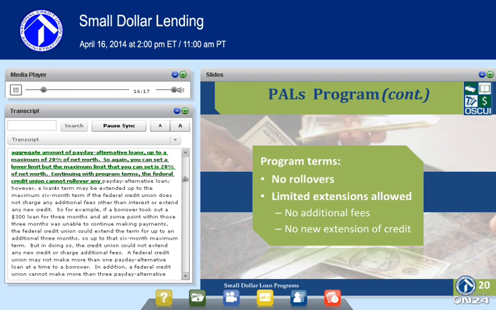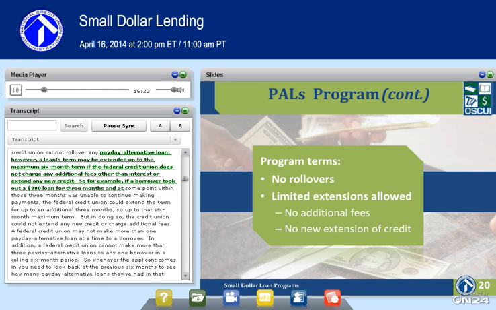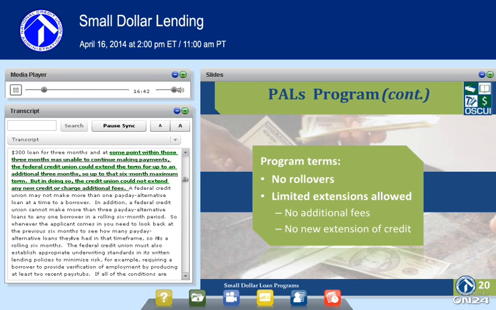Continuing with program terms, the federal credit union cannot roll over any payday alternative loan. However, a loan's term may be extended up to the maximum 6-month term if the federal credit union does not charge any additional fees other than interest or extend any new credit. So for example, if a borrower took out a $300 loan for 3 months and at some point within those 3 months was unable to continue making payments, the federal credit union could extend the term for up to an additional 3 months, so up to that 6-month maximum term. But in doing so, the credit union could not extend any new credit or charge additional fees.